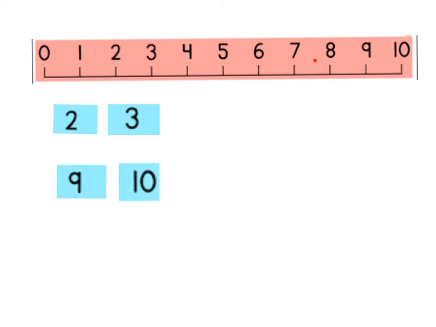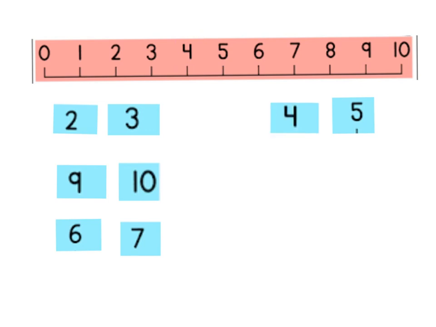What number comes before the number 7? The number that comes before the number 7 is 6. What number comes before the number 5? The number that comes before the number 5 is the number 4.